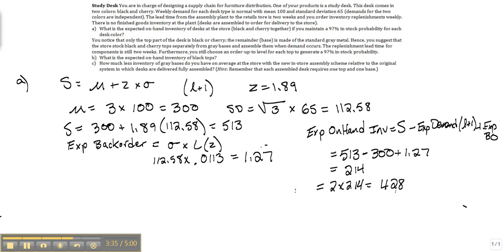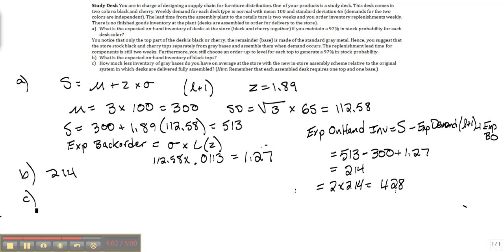For Part B, given that we now think we might be able to pool the stock for the base of the desks, it asks us what is the expected on-hand inventory of black tops. Here, expected on-hand inventory is still 214 units because the demand distribution, the lead time, and the target in-stock are the same as before we came up with this new ordering strategy. So the answer to Part B is 214.